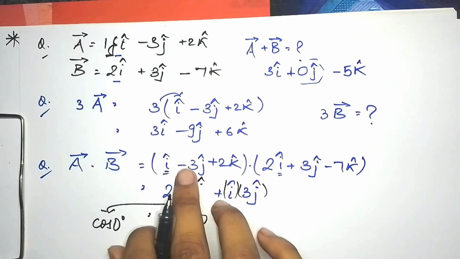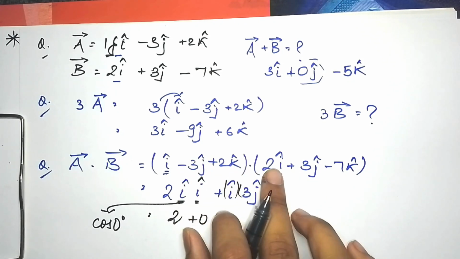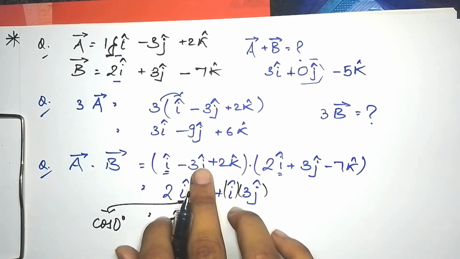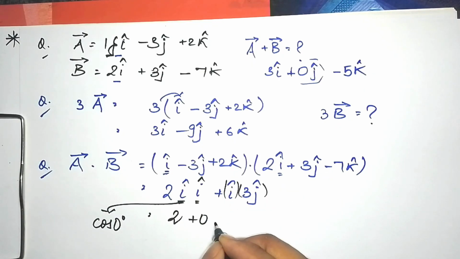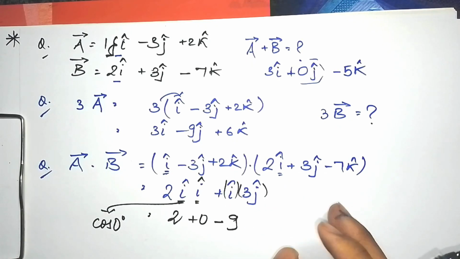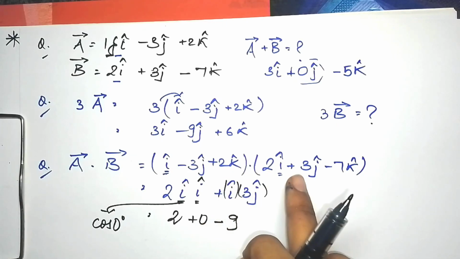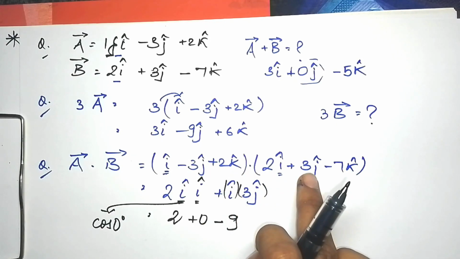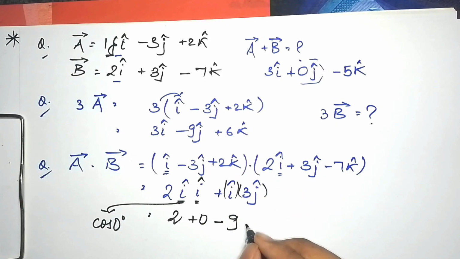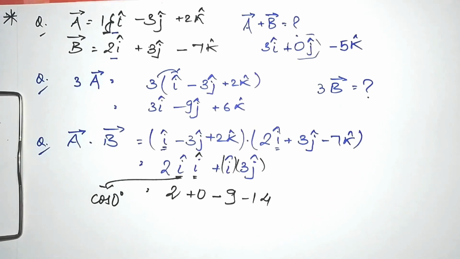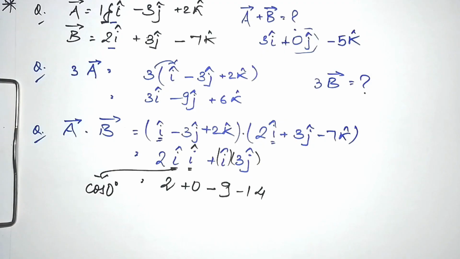Now when we multiply minus 3 j cap with 2 i cap, again the answer would be 0. When we multiply minus 3 j cap with plus 3 j cap, we would get the answer minus 9. Similarly, you can understand when we multiply with 2 k cap, these two will yield a 0 and this will yield a minus 14. I hope you understand. I can give you a generic formula, although I think most of you would have understood it, but let me also give you a generic formula here.